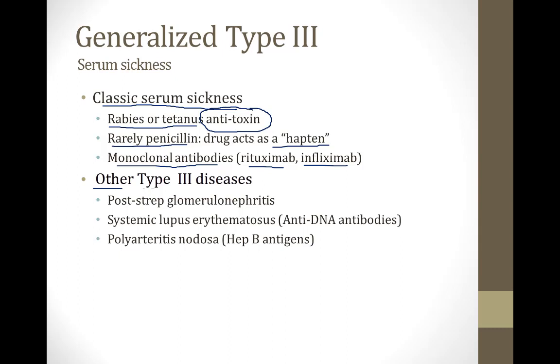What you will see are other type 3 disorders which are mediated by immune complexes but don't necessarily cause a classic serum sickness-like picture. So post-streptococcal glomerulonephritis is a disorder mediated by immune complexes. There are antibodies bound to strep antigens and they can deposit in the glomeruli. Lupus is an immune complex mediated disorder. There are antibodies to DNA and they deposit in tissues and cause disease. And then finally, polyarteritis nodosa, when it's associated with Hep B, can have an immune complex mediated mechanism where complexes bind to Hep B antigens and deposit in the tissues to cause the symptoms of this vasculitis.